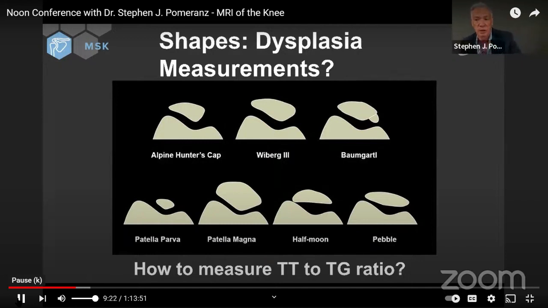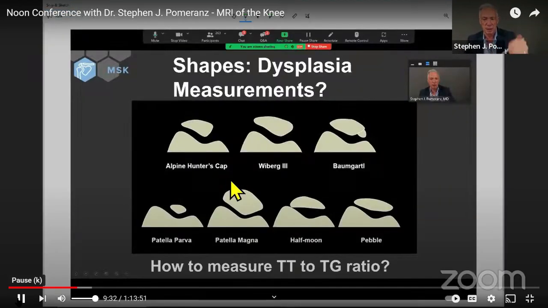Another dysplasia that is carried out is the Dejour classification of dysplasia. Let me see if my pen will work here. There we go. So if we have a trochlear groove like this, that's fine, that's peachy. But what if the groove is a little shallow? Then we would have a Dejour A. What if the groove is completely flat all the way across?